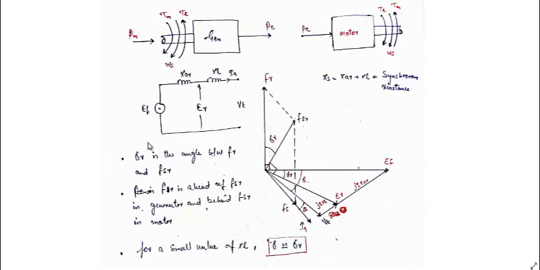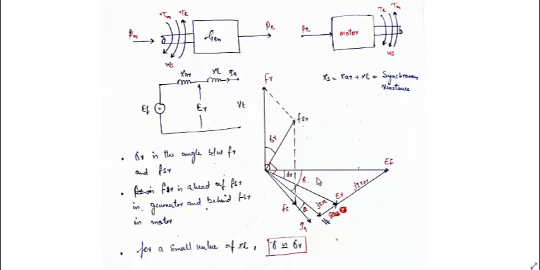Now, one more important thing. I would request you to know that this is the model of the synchronous machine. We know that usually we write it like this, EF, which is behind the synchronous reactance. By synchronous reactance, I mean the summation of armature reaction reactance and leakage reactance. I have broken them down and written it like this. So XS is equal to XAR plus XL, that is the synchronous reactance.